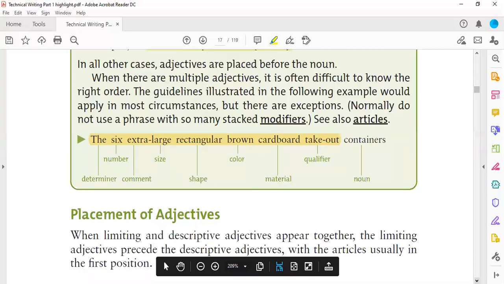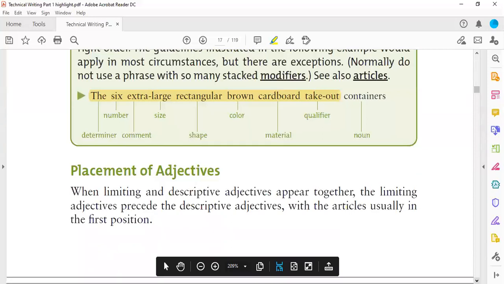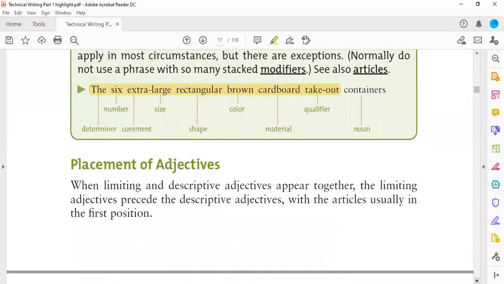All right, so placement of adjectives. When limiting and descriptive adjectives appear together, the limiting adjectives precede the descriptive adjectives, with articles usually in the first position.